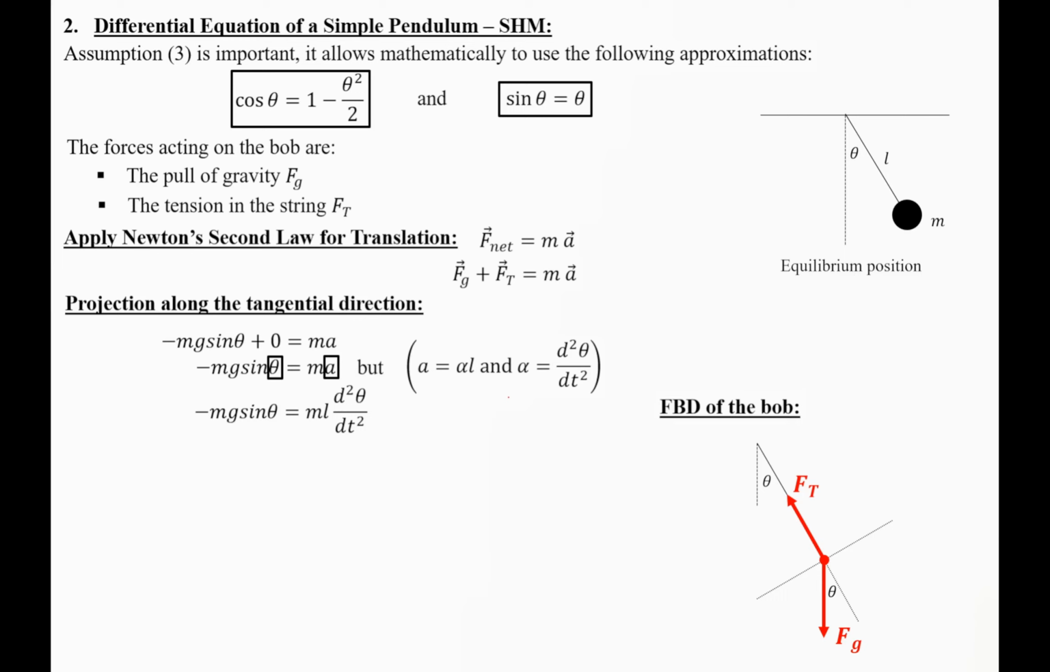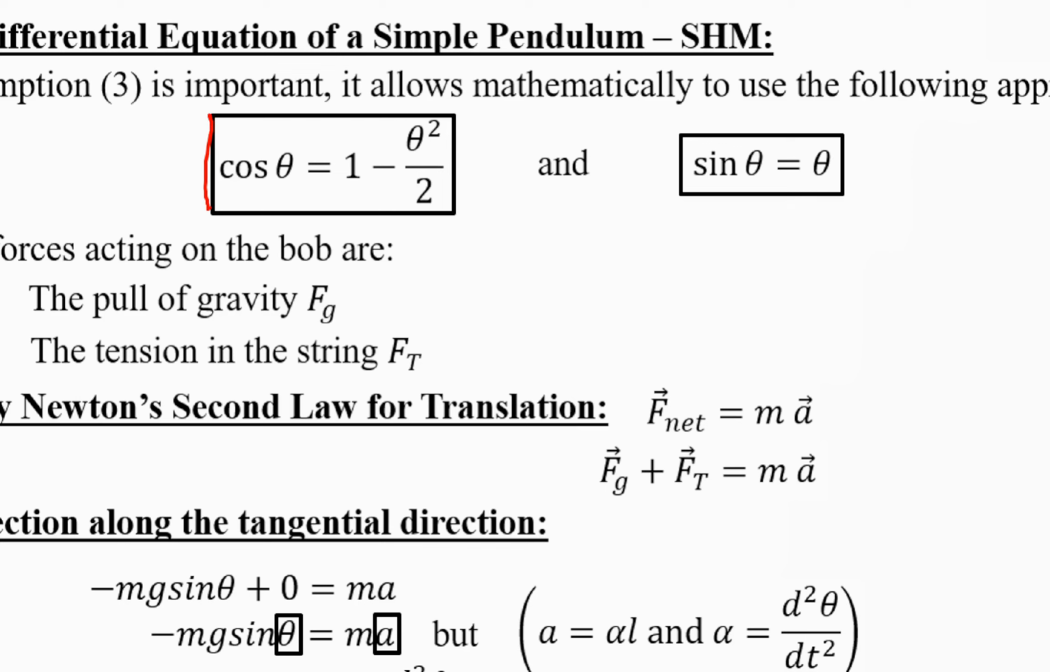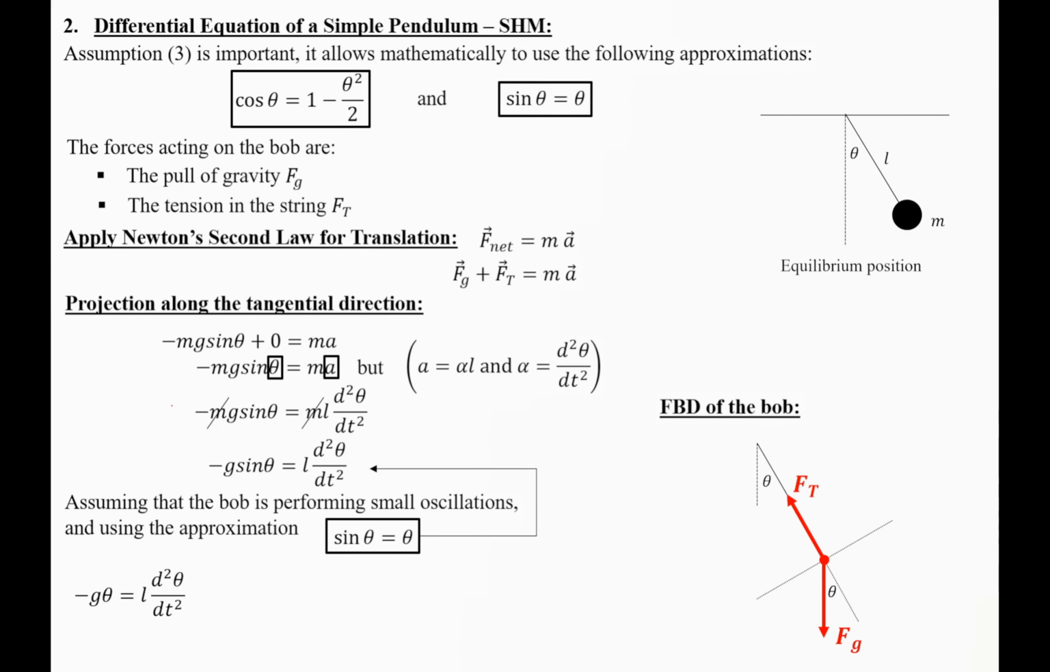Equation: m L d squared theta by dt squared. Now m cancels with m, and we're left with minus g sine theta equal to L d squared theta by dt squared. Assuming that the bob is performing small oscillations, and using the approximation that sine theta is equal to theta, and replacing this in the differential equation, we would end up having the following. And here let me state something very important. Remember that assumption 3 states that these relations hold true if the angle of oscillations is very small.